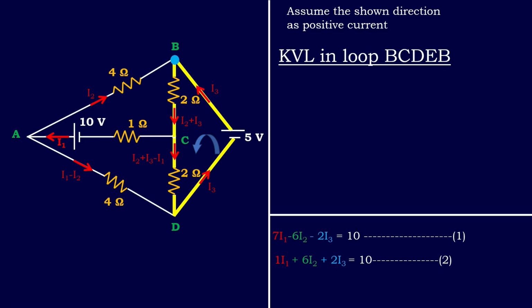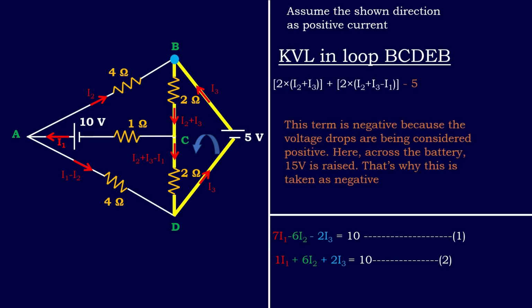The voltage drop across the first 2 ohm resistor is written as 2 multiplied by I2 plus I3. The voltage drop across the second 2 ohm resistor is written as 2 multiplied by I2 plus I3 minus I1. Finally, we write minus 5 volts. This is because the battery causes a voltage rise in the direction of the arrow.